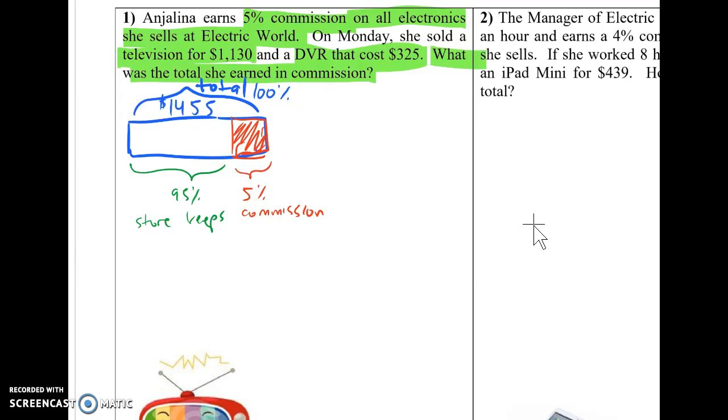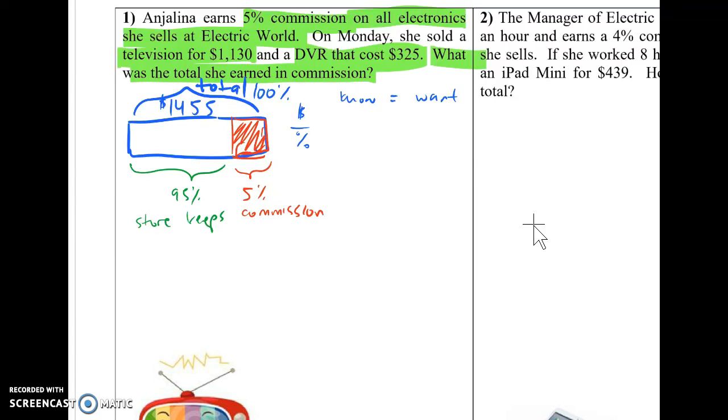All right, so to find out what Angelina earns off commission, we simply need to take 5% of the total, which is $1,455. All right, if we use the proportion that we used in the do together, it's going to be what we know equals what we want to know. And make sure you keep the units lined up. I like to write it over here just so I don't mess it up. I'm going to have dollars over percents.